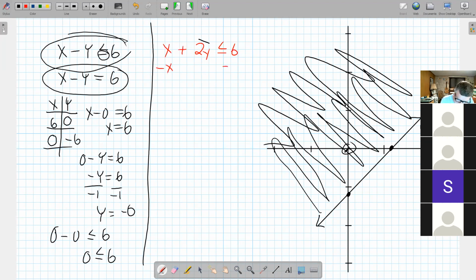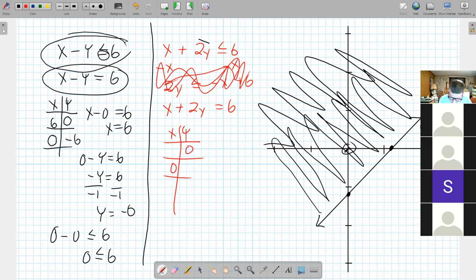I'm going to subtract x, 2y less than or equal to negative x plus 6. Oops, I'm putting it in slope-intercept. Sorry. That's just the method I prefer, so I just automatically go there. So forget that. x plus 2y equals 6. Okay?